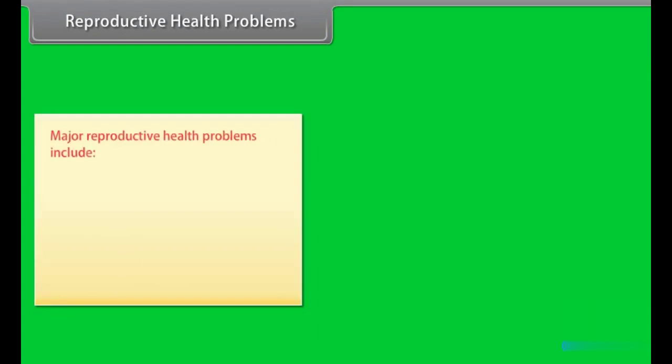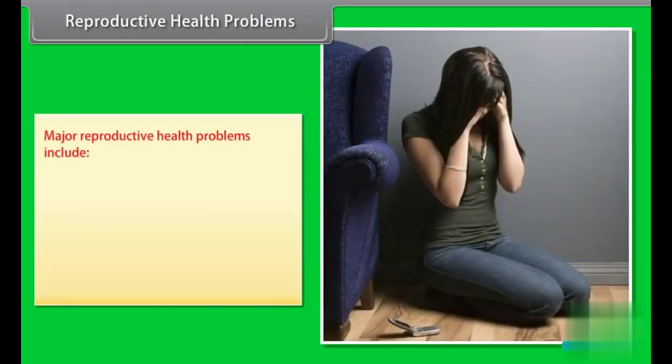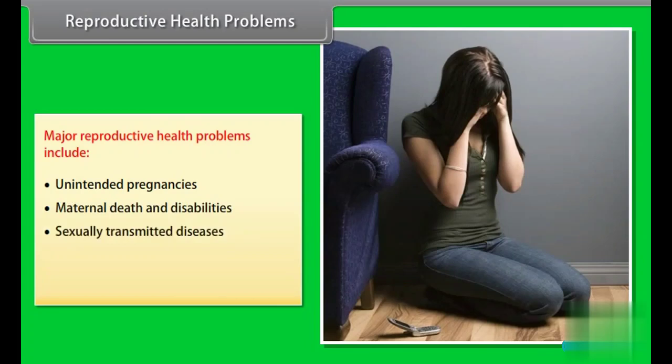Reproductive health problems. Major reproductive health problems include unintended pregnancies, maternal death and disabilities, sexually transmitted diseases, infertility, and adolescent reproductive health problems.